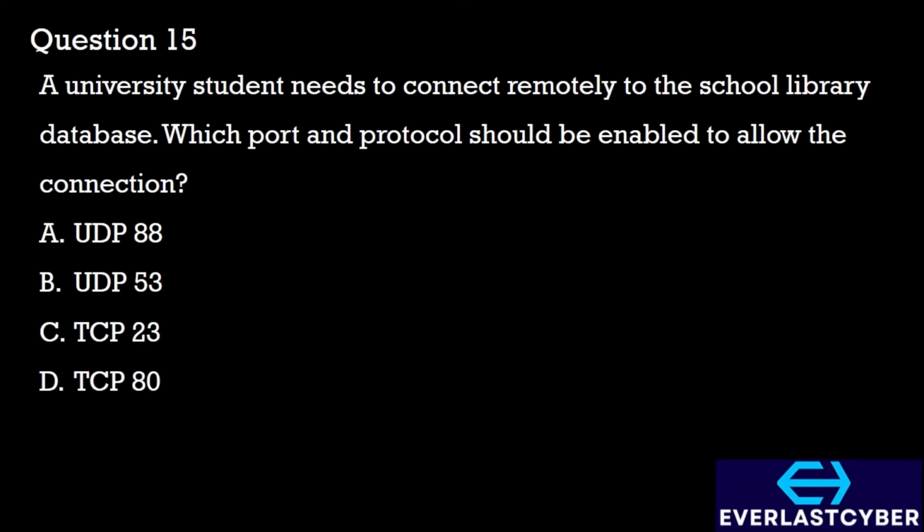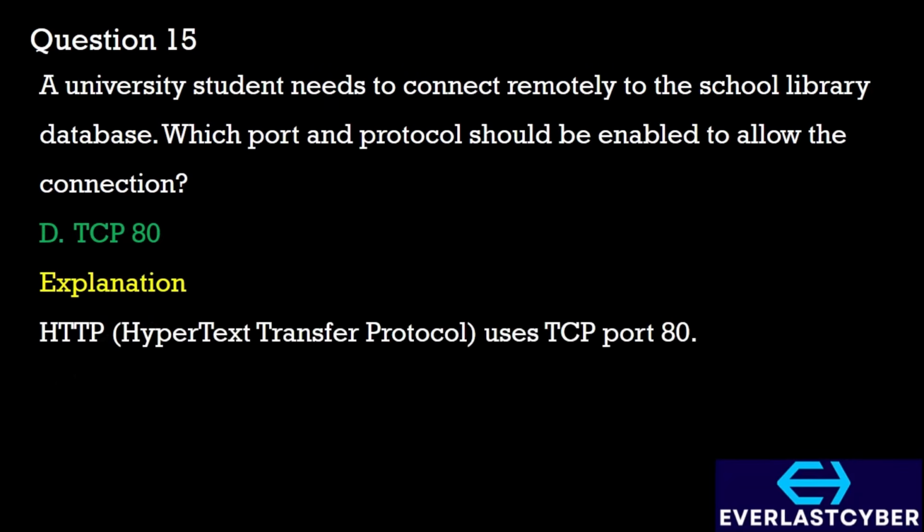UDP 88, like we've said before, is used by Kerberos for authentication. UDP 53 is used by DNS. TCP 23 is used by Telnet, and this provides unencrypted remote command line access, but it is not used for database access due to the security concerns involved. TCP 80 is used by the Hypertext Transfer Protocol. So if the school library database is accessed through a web-based interface, TCP port 80 should be enabled to allow the remote connection through a web browser. So we'll be going with option D here.